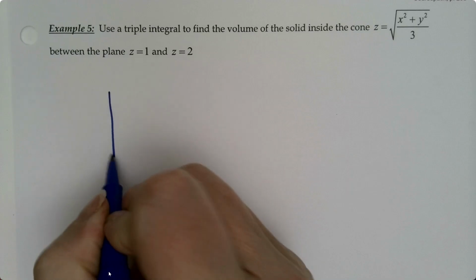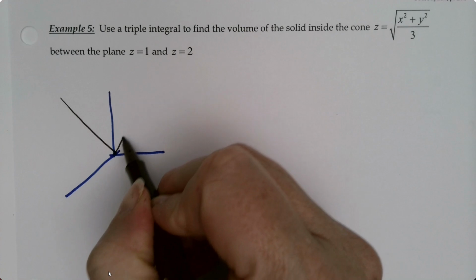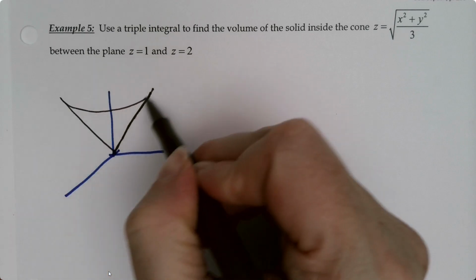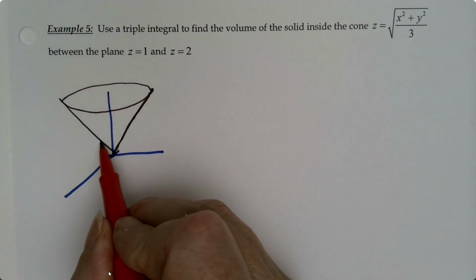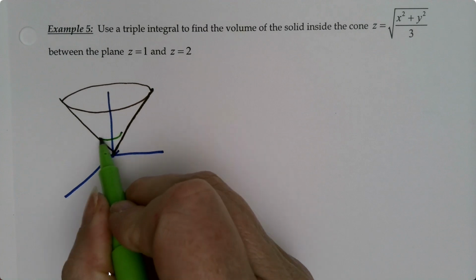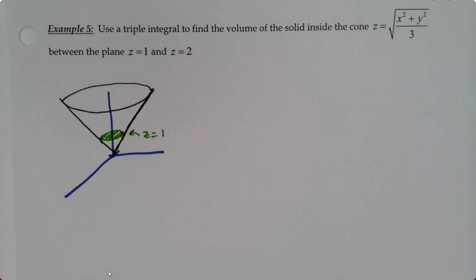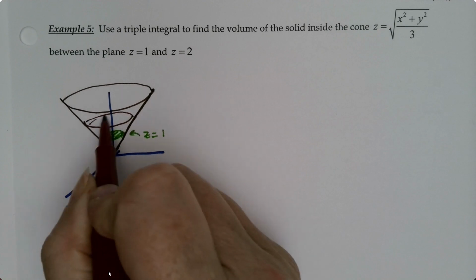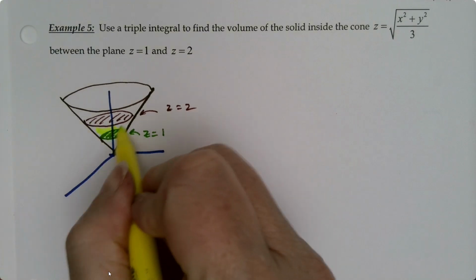So we have our coordinate axes, and we have our cone. Not drawn well, but there you have it. I got a little wobble on that one. All right, so there's our cone. And we're going to cut into it with two separate planes. So we come into it down here, right? That's z equals 1. And then we're going to cut into it up above. I just need another color here. All right, up here, that's z equals 2. And we're really looking at the volume in between those.